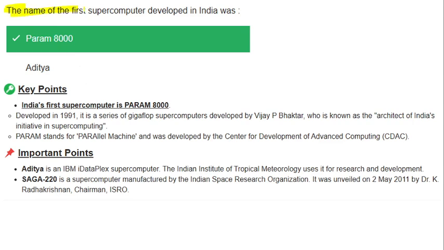The name of the first supercomputer developed in India was Param 8000. Developed in 1991, Param 8000 is a series of gigaflop supercomputers developed by Vijay P. Bhattacharya, who is known as the architect of India's initiative in supercomputing. Param stands for Parallel Machine and was developed by the Center for Development of Advanced Computing, CDAC.